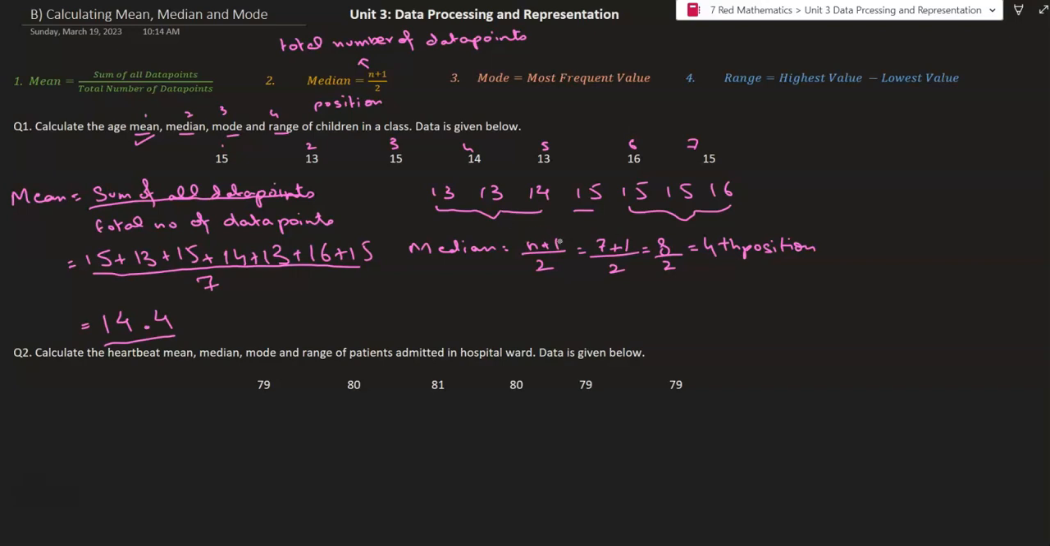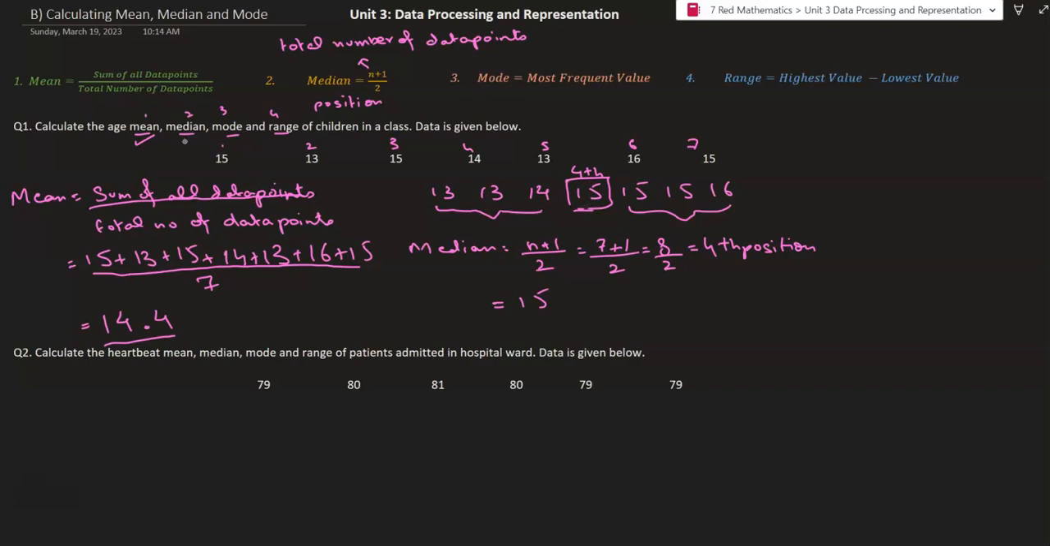So this is the 4th position. So the first position, second position, third position, and this is the fourth position. This is the position that I'm looking for. And so my median is 15, and this is the value I'm looking for. Again, median does not give you the answer, it gives you the position where the answer lies. So this is the fourth position, and here is the answer that we are looking for.